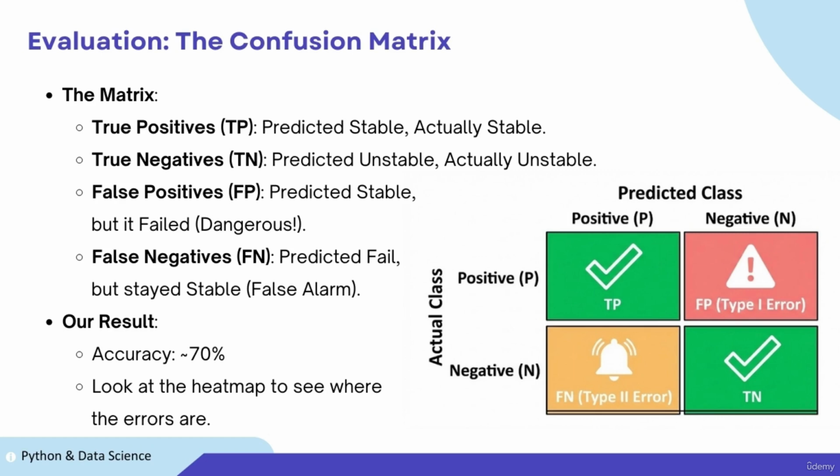How do we know if it worked? For classification, accuracy can be misleading. We use the confusion matrix. This grid breaks down our predictions. True positives and true negatives are the correct predictions. A false positive is a false alarm, predicting failure when the slope is safe. A false negative is the dangerous one, predicting the slope is safe, but it fails. In engineering, our goal is often to minimize these false negatives at all costs.